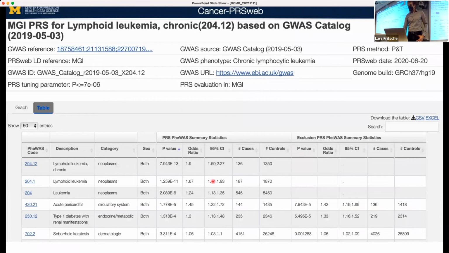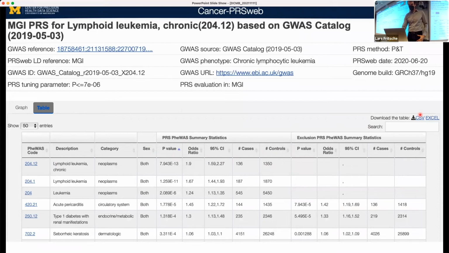And of course, I'm a very visual person, but if you're more interested in the raw data and in the tables, you can look at table view and you can see the PRS fibers and the exclusion PRS fibers side by side, effect sizes, number of cases and controls included, and you can download this also as an Excel file.